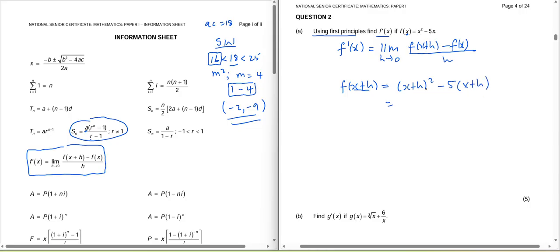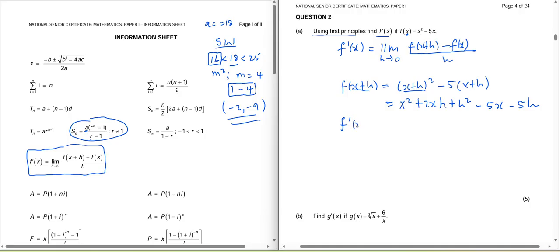And then I'm going to expand this bracket with the method that is faster to you. Just do the method that is quicker to you. So x squared plus 2xh plus h squared. I'm done expanding the first term. And then I distribute, which is minus 5x minus 5h. So we are done on this one. Now let's go on to implement it into the formula.